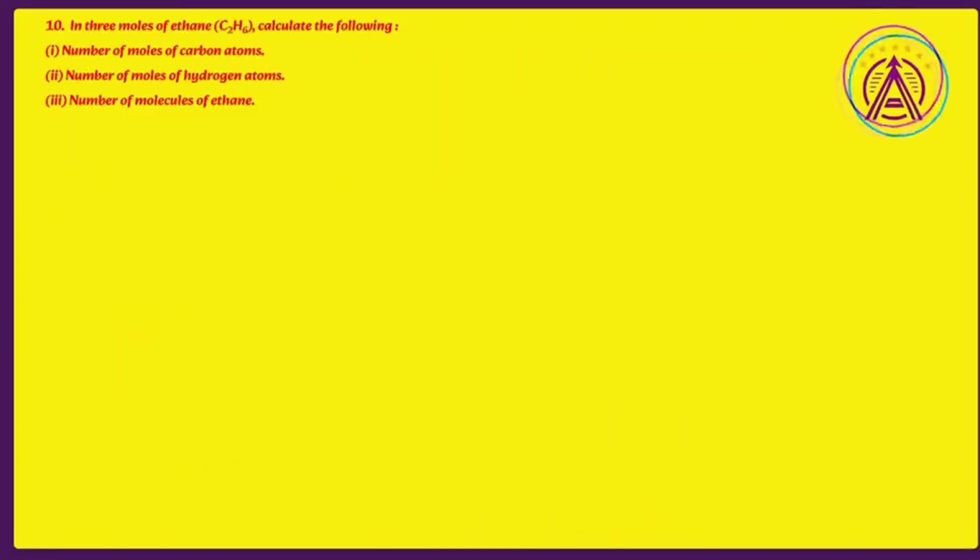3 moles of ethane, C2H6, calculate the following: number of moles of carbon, number of moles of hydrogen, and number of molecules of ethane. A very easy and straightforward question, but if you're getting confused, remember one thing. They have given you the number of moles of ethane which you have. Number of moles which you have is 3. And in 1 mole of ethane, you know there are 2 carbon atoms. So if there are 3 moles of ethane, definitely you'll have 6 carbon atoms. So when it's 6 carbon atoms, you have 6 moles of carbon.